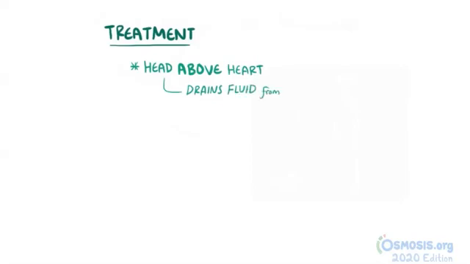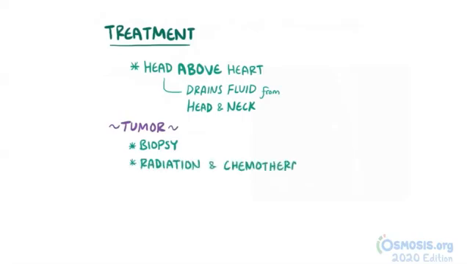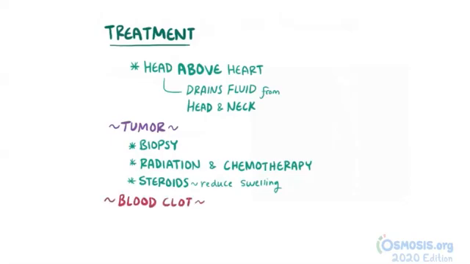For treatment, one general key intervention is making sure that a person's head is kept above the level of their heart. And this is because gravity can help drain fluid from the head and neck back towards the heart. Other treatments are dependent on the underlying cause. For example, a tumor is typically evaluated with a biopsy to determine its type and how far it might have spread, and it might be treated with radiation and chemotherapy. In addition, sometimes steroids can be used to reduce swelling around the tumor. If the cause is a blood clot inside the superior vena cava, anticoagulants can be used to prevent it from getting any bigger.